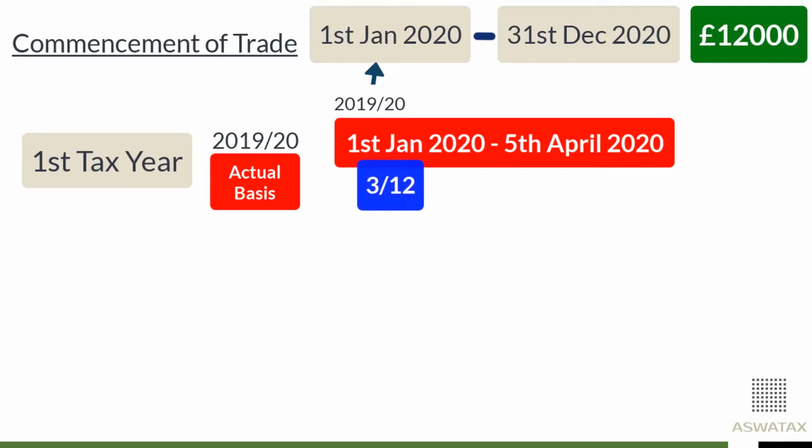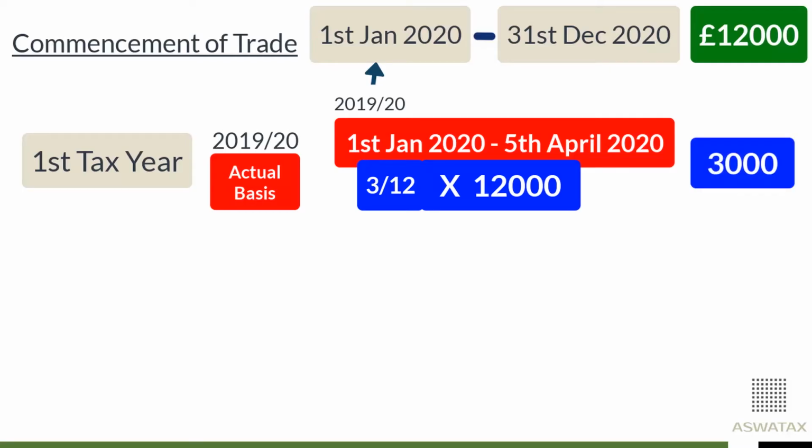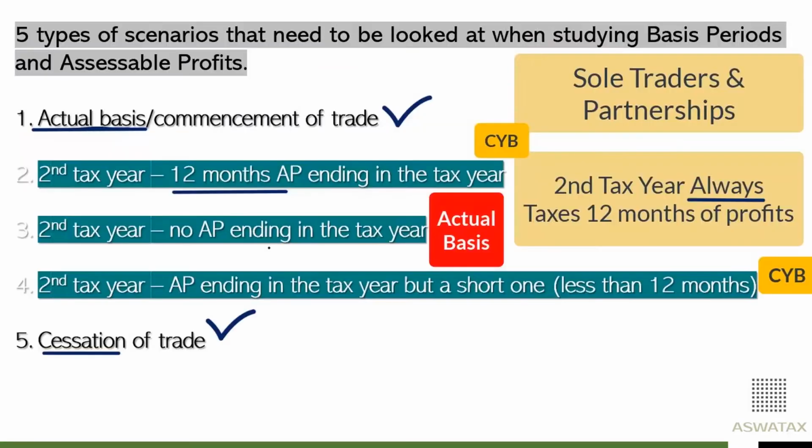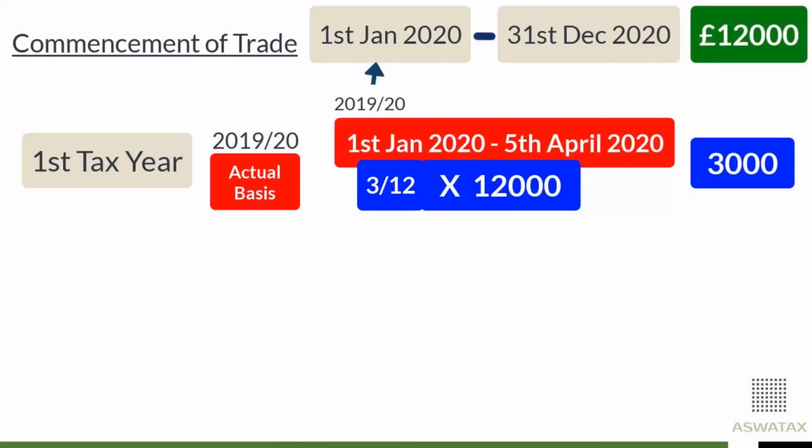So we have 3 months out of 12 subject to tax in 2019-20 times the 12,000, you have £3,000 assessable profits. Okay, 3 months out of the 12 has been taxed in 2019-20. Now this nicely leads you on to the second tax year, where you have a 12 months accounting period ending in the second tax year.